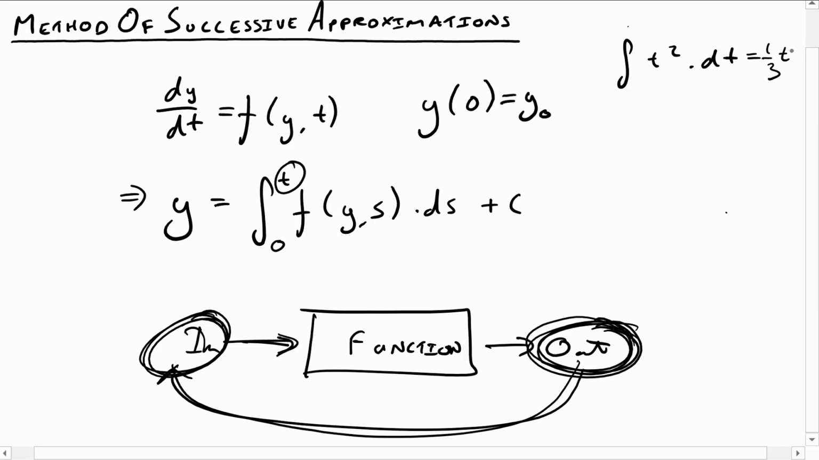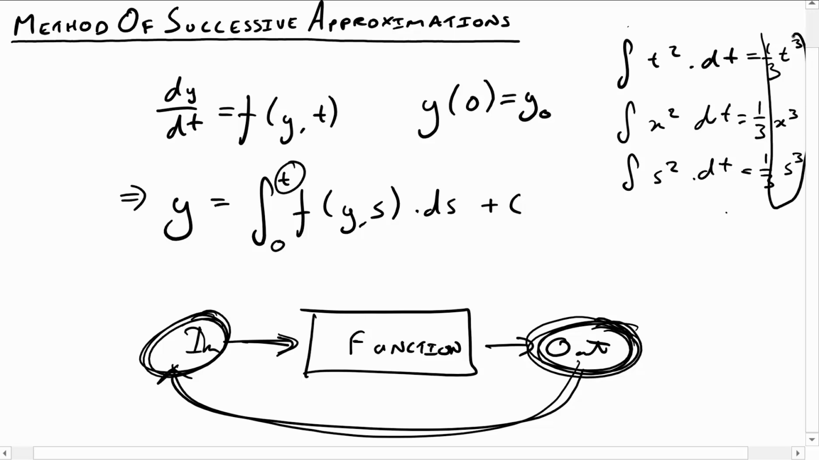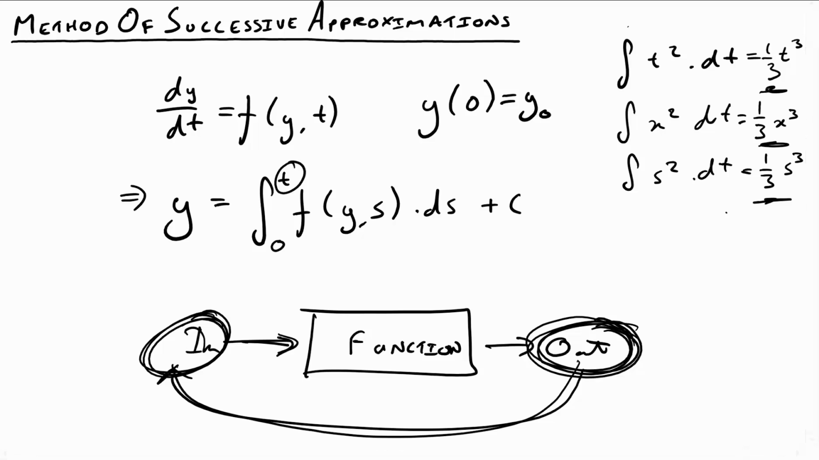A third t cubed, right? But then if I integrate x squared, say, with respect to t, well what's that equal to? It's going to be a third x cubed. If I integrate s squared with respect to t, that's still going to be a third s cubed. The point is that the right-hand side will always look the same. It'll just be different variables each time. So in other words, the variable doesn't have any impact on the integration.